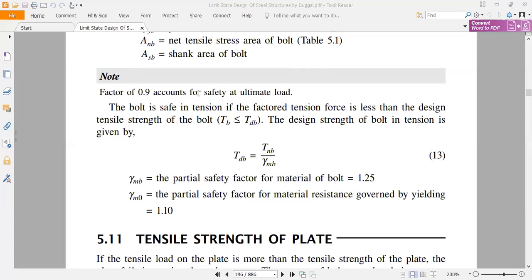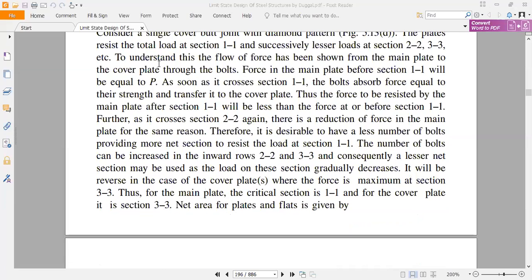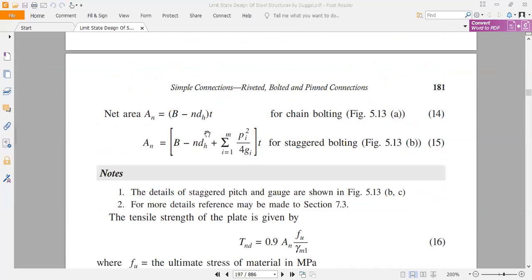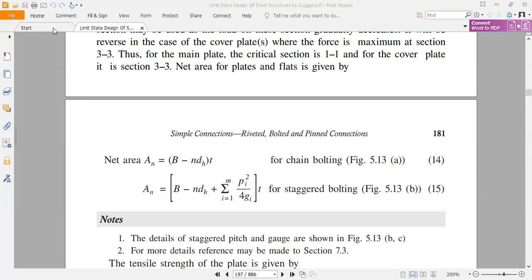So, tensile strength of plate. Now next is the tensile strength of plate. So let us see the code guidelines. How can you find the tensile strength of plate? And this is the formula. What does it mean? What is PI? What is GI? What is AN and dH? All those things we will learn, but before that, let us see the code.